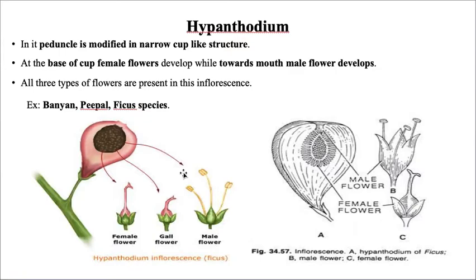Okay. So again I'm telling you, these bracts are modified to a narrow cup, and below you can see female flowers, and above you can see male flowers, and in between you can see sterile flowers. Then this is called as hypanthodium.